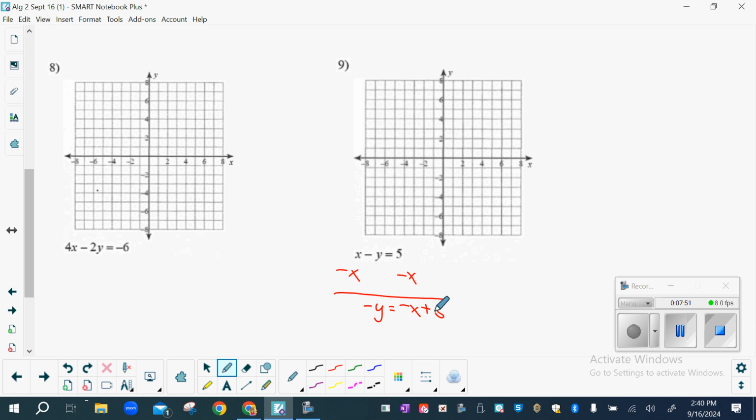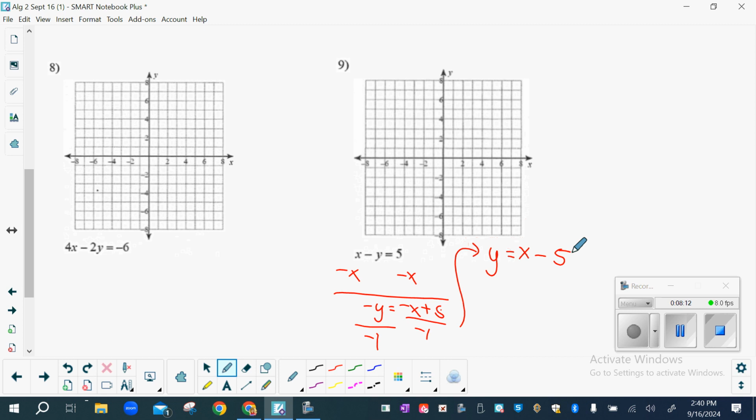Divide both sides by negative 1. Good, because that negative y means a negative 1y. So we're going to divide both sides by negative 1. So we get y equals positive x. 5 divided by negative 1 is negative 5. Again, make sure you divide both of them by that number.